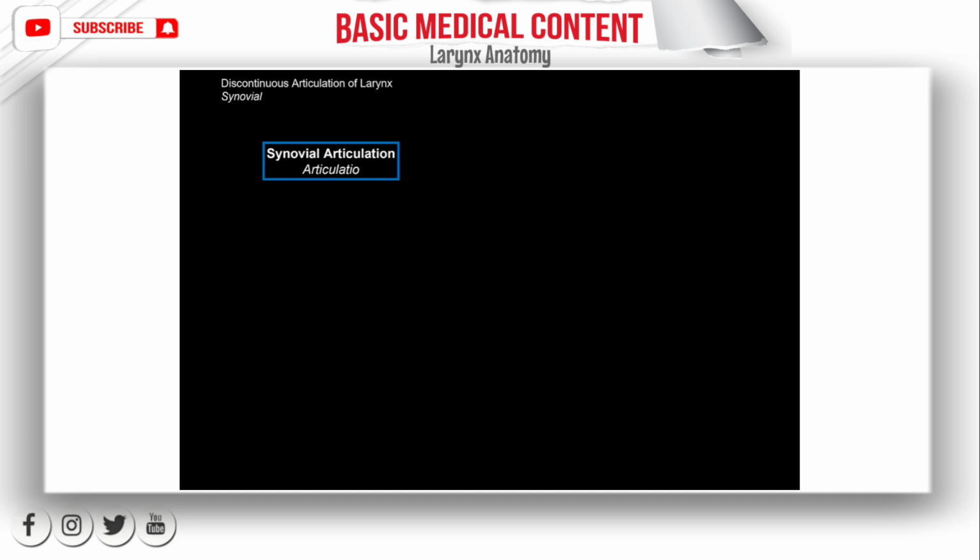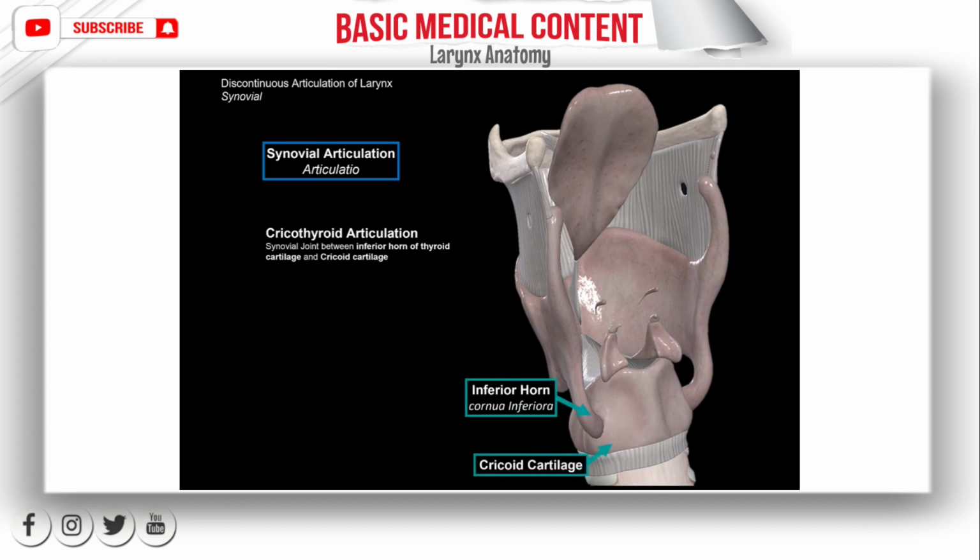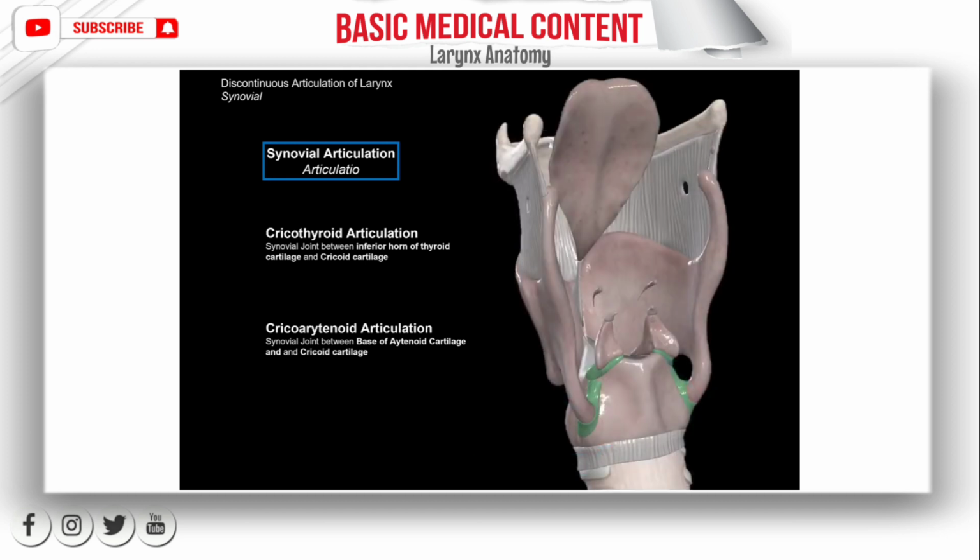We have two synovial joints in the larynx, and if you really paid attention earlier in this video, you would know these already from when I talked about the cricoid cartilage. Because the first one is the cricothyroid articulation, which is a synovial joint between the inferior horn of the thyroid cartilage and the cricoid cartilage. The other one is the cricoarytenoid articulation between the base of the arytenoid cartilage and the cricoid cartilage. They look like this, filled with synovial fluid for a nice movement of the larynx.